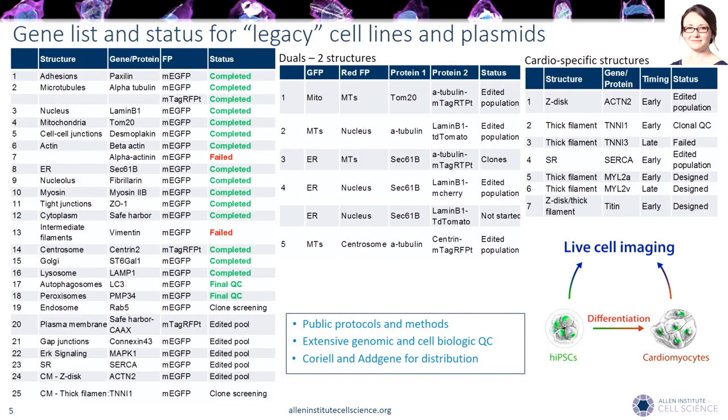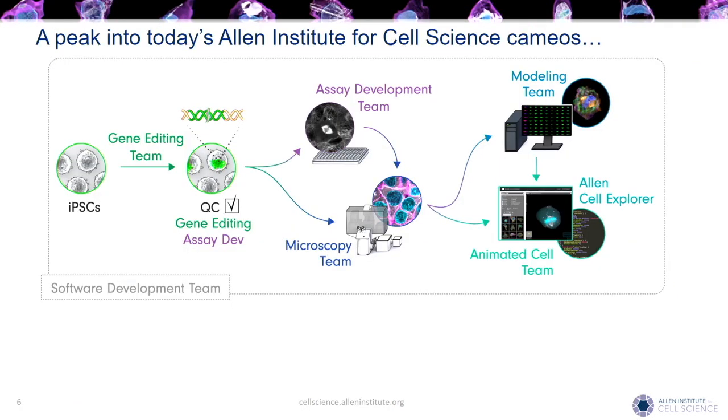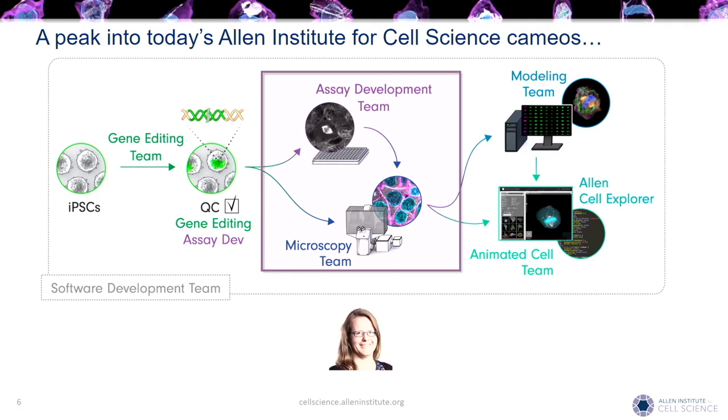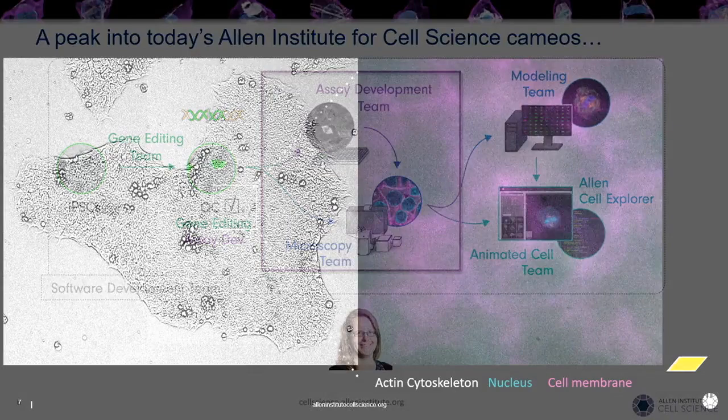So both the stem cells, the undifferentiated cells, and the differentiated cardiomyocyte are generated for us to do live cell imaging. So this is the main thing we're doing here at the Institute. The data collection is all image-based. Irina is here today to talk to us about the work done by the assay development team and microscopy team in generating this data and also exploring a little bit that data.